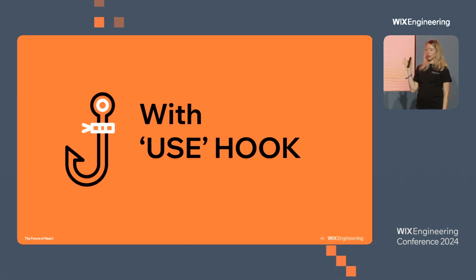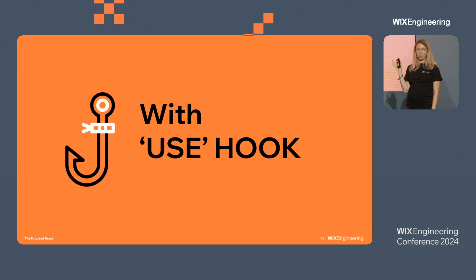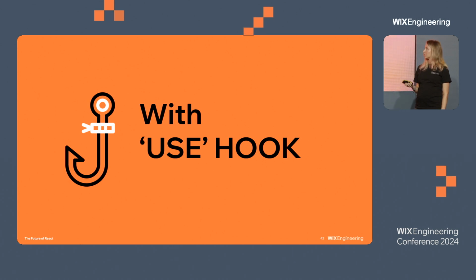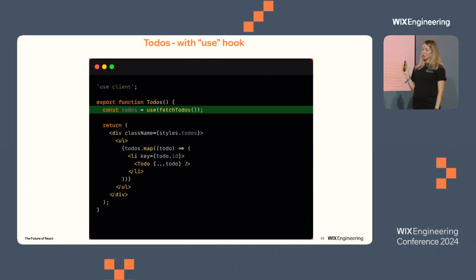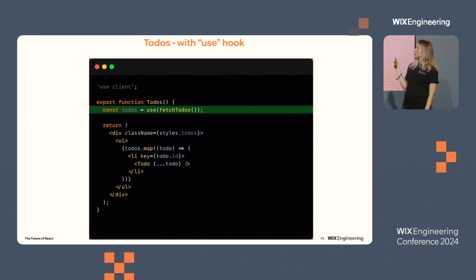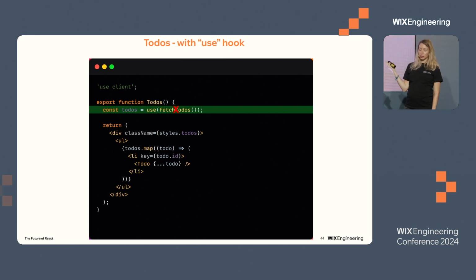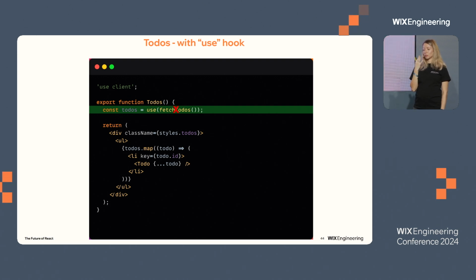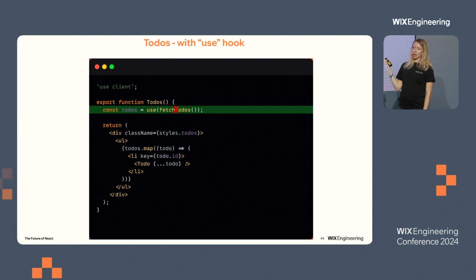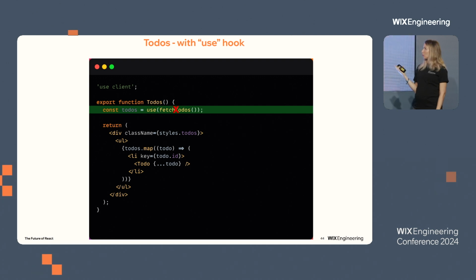Now we'll see how use simplifies our example. This is the new to-dos component. Here I called fetchTodos directly in the use hook. But this won't work. This will cause the fetch to be called every time we render the to-dos component, which is not something we want.